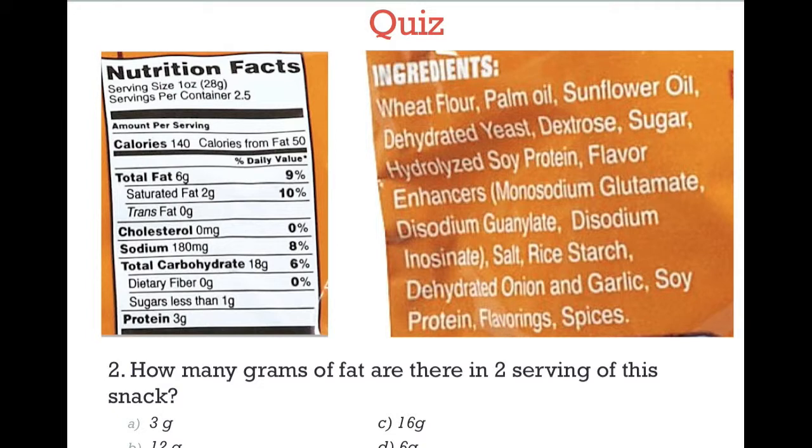How many grams of fat are there in 2 servings of this snack? To answer this question, look at the total fat and the servings per container. There are 2.5 servings in this whole bag. But if we eat 2 servings of the snack, I need to multiply 2 by the total grams of fat. So the answer for this question is actually answer B, 12 grams of fat.